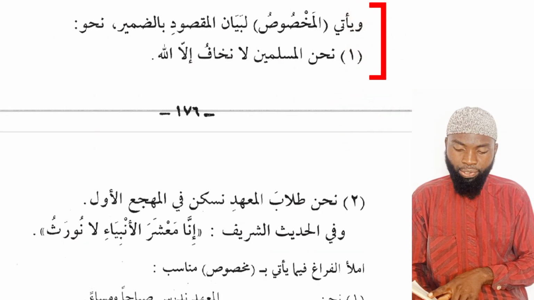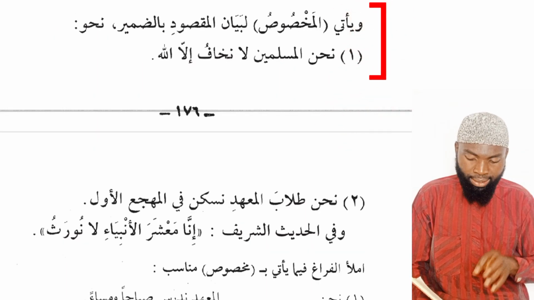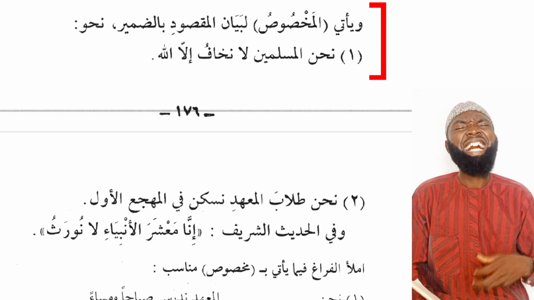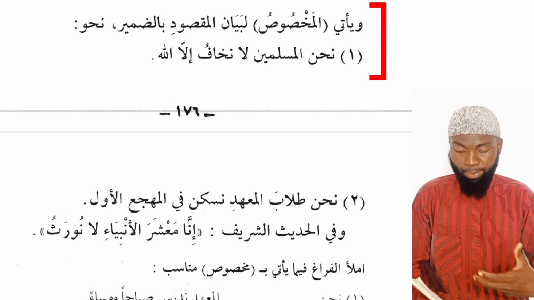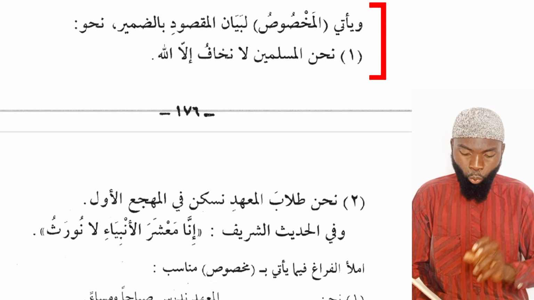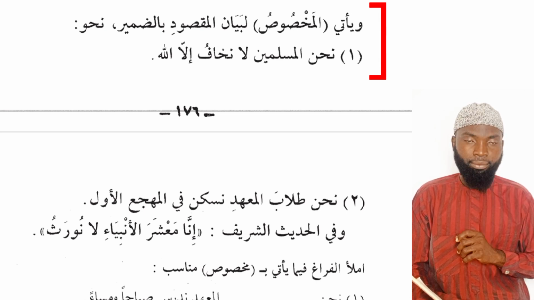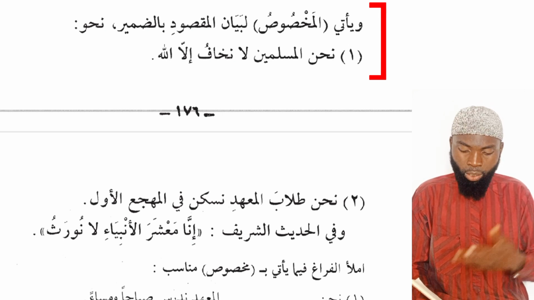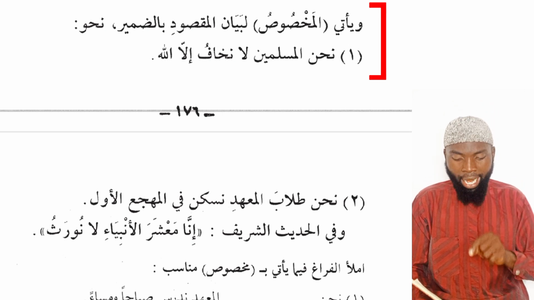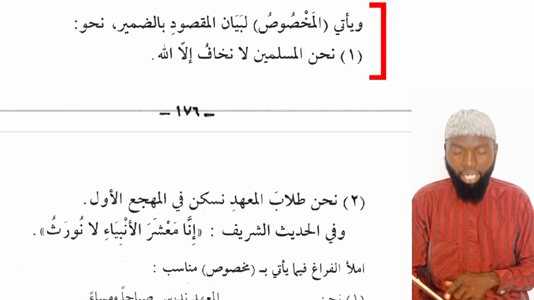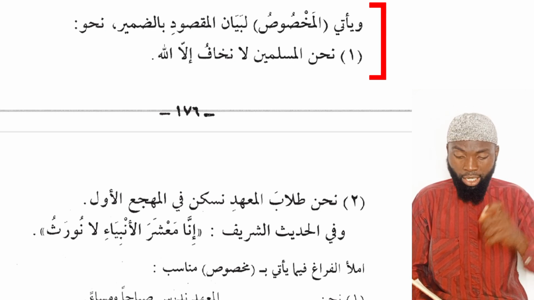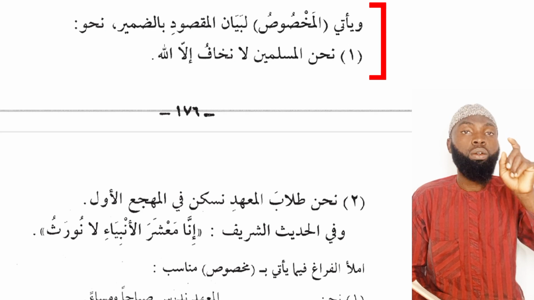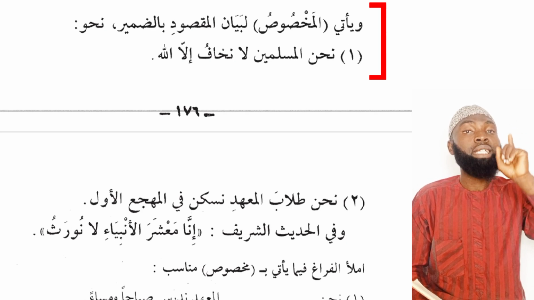And the makhsus comes to explain the one intended by the pronoun. And this type of words, they will sometimes come as what? As giving more explanation to the pronoun which is there. It is there to explain the aim of the pronoun which is being mentioned. An example, when I say Nahnul Muslimin la nakhafu illa Allah, we Muslims do not fear other than Allah. We don't fear anyone other than Allah.